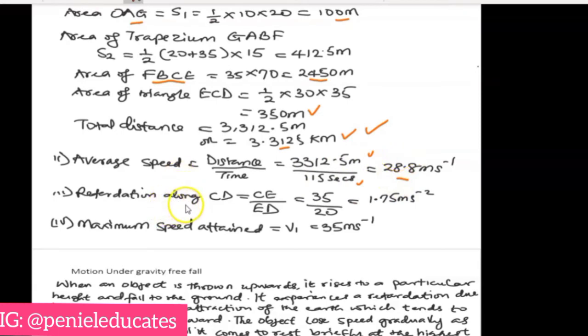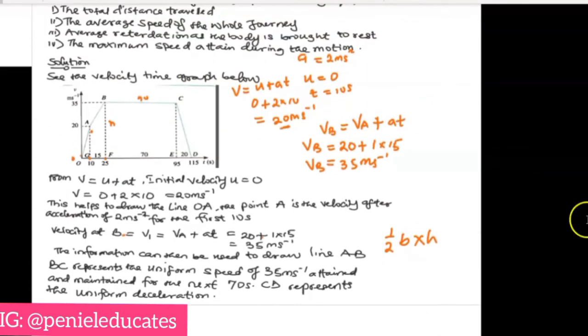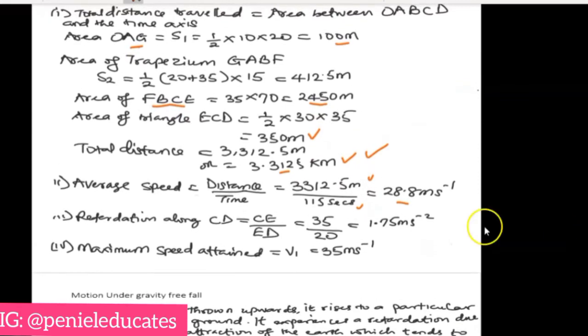So what is your retardation? Your retardation is along the CD. Our retardation of the body is along the CD. This is the retardation, when the body is decelerating to the ground. So we have our CE, which is our retardation, over ED. So our retardation along this is CE over ED.